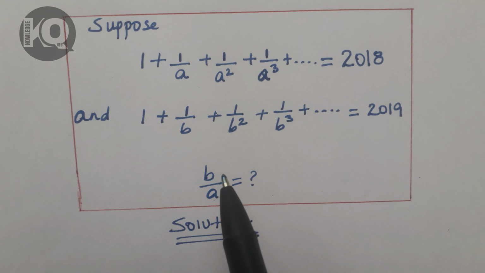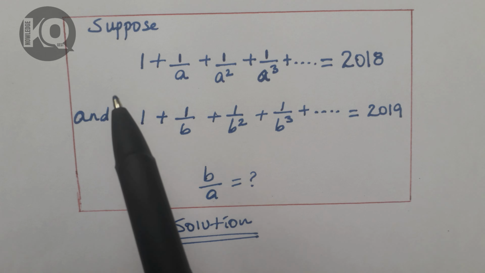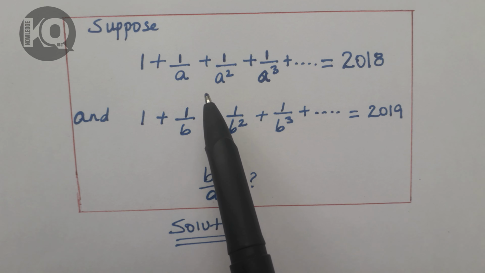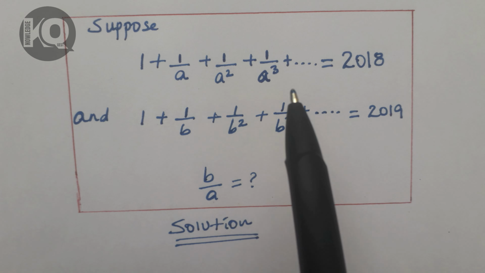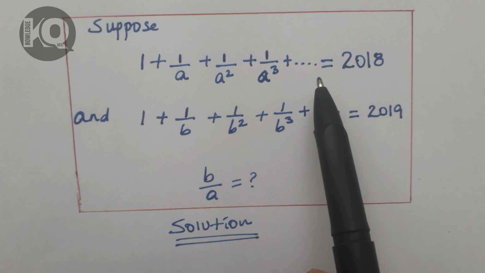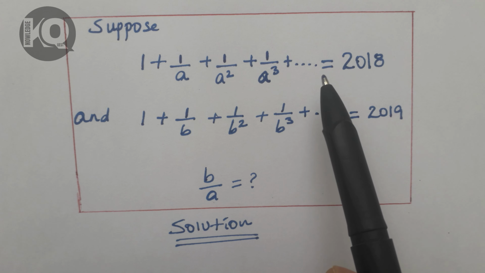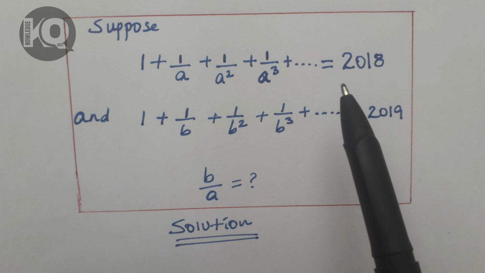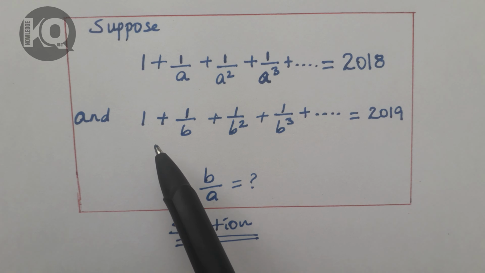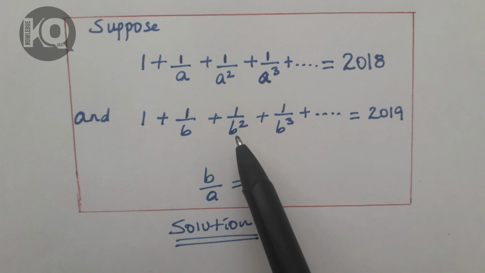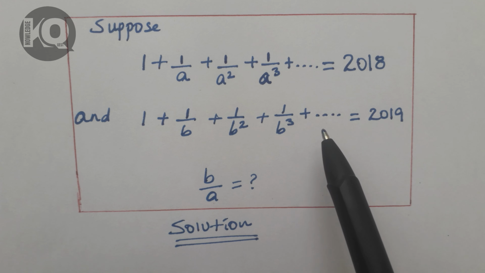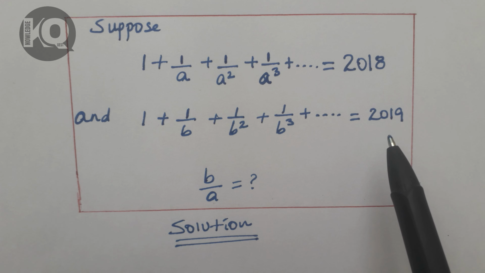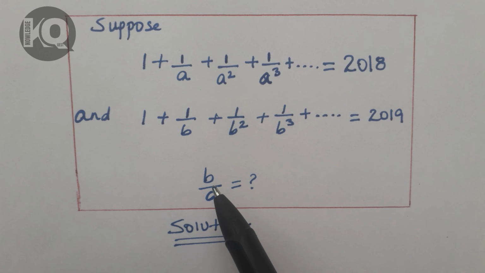Hello, you are welcome to solve this maths problem. Suppose 1 plus 1 over a plus 1 over a squared plus 1 over a cubed plus, up to certain terms, is equal to 2018, and also 1 plus 1 over b plus 1 over b squared plus 1 over b cubed, is equal to 2019. Find the value of b over a. So let's go to the solution.